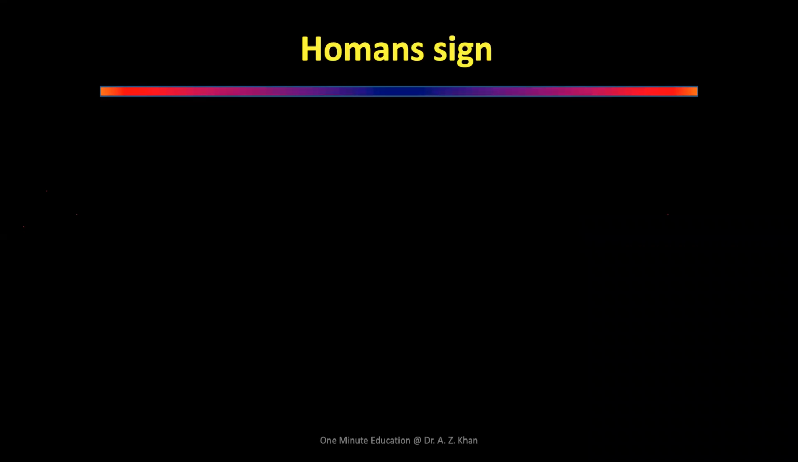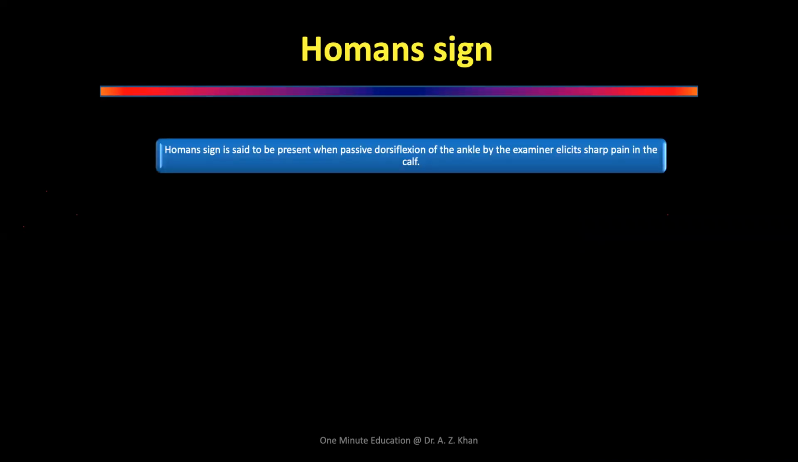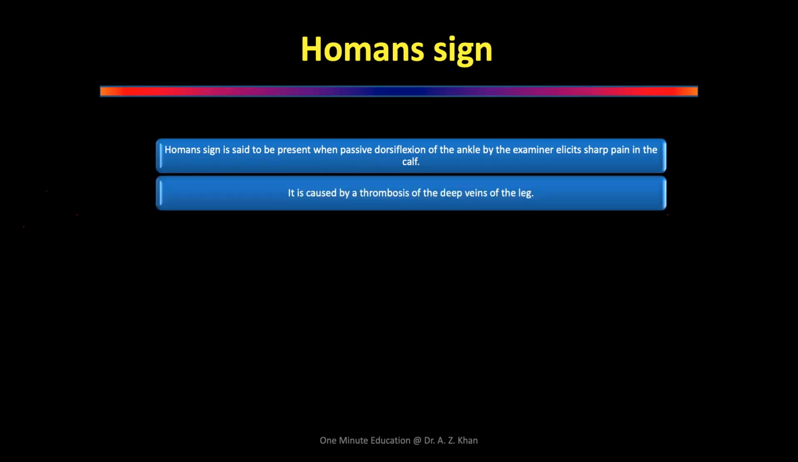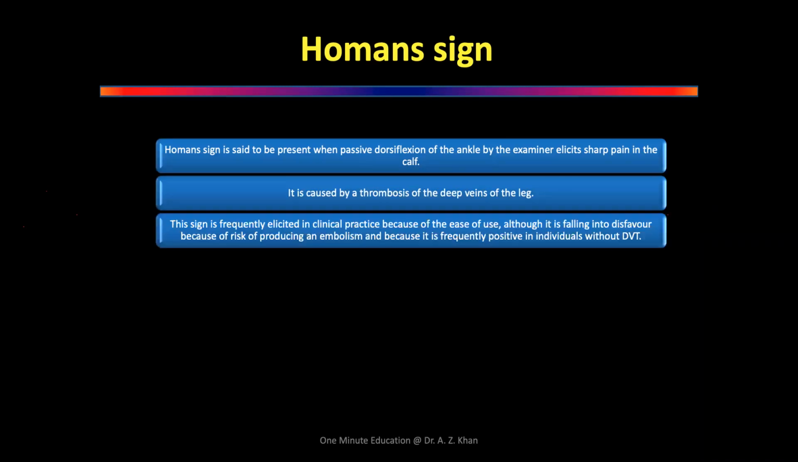The Homans sign is said to be present when passive dorsiflexion of the ankle by the examiner elicits a sharp pain in the calf. It is caused by thrombosis of the deep veins of the legs. This sign is frequently elicited in clinical practice because of the ease of use, although it is falling into disfavor because of the risk of producing an embolism and because it's frequently positive in individuals without DVT.